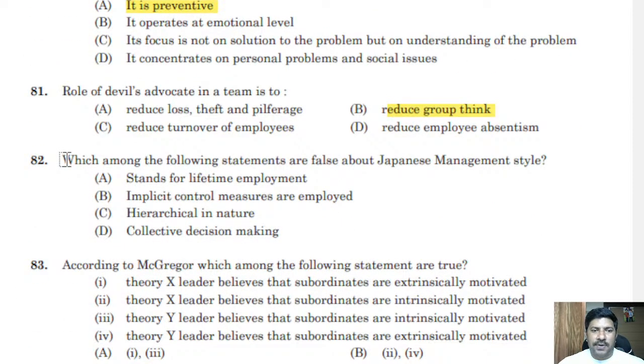Then 82nd question. Which among the following statements is false about Japanese management style? Correct answer, hierarchical in nature. Staff employment, implicit control measures, and collective decision making are true, and except for hierarchical in nature, that statement is wrong about Japanese management style.